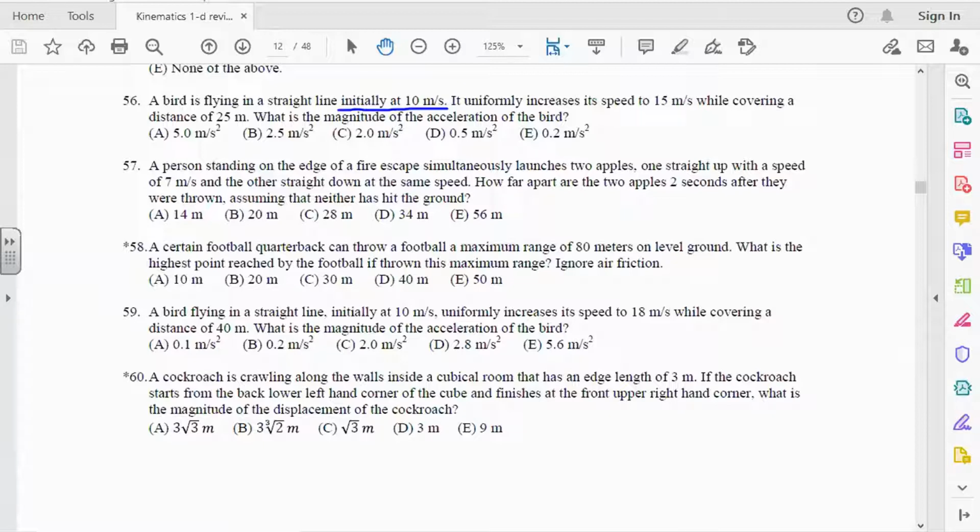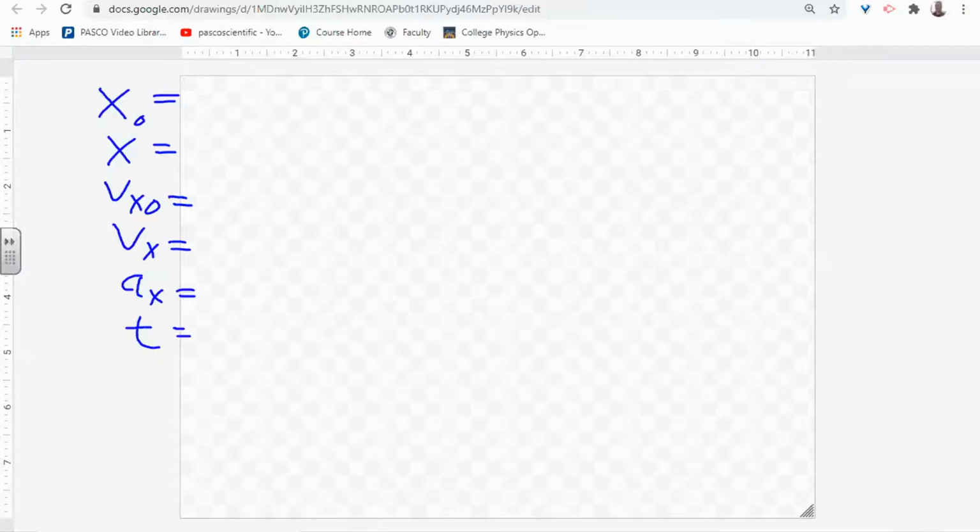So if we go back to the problem, we've got a bird flying initially at 10 meters per second, increases its speed to 15 meters per second, and covers a distance of 25 meters. And what we want to know is, what is the acceleration? All right, so information we know: it starts at 10 meters per second, and increases its speed to 15 meters per second.